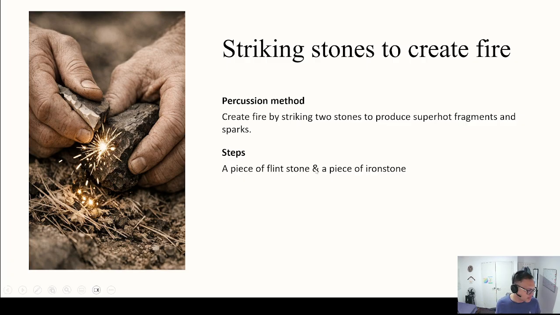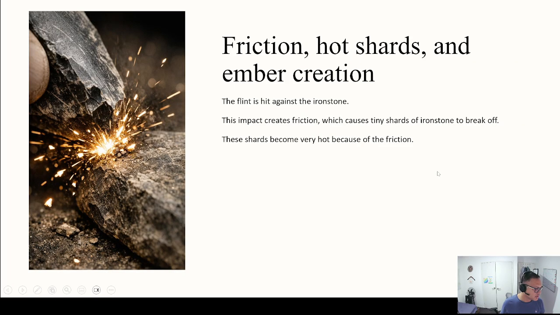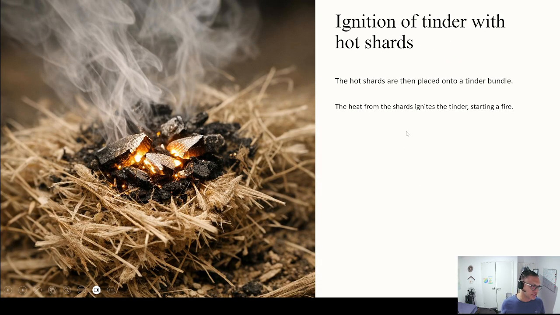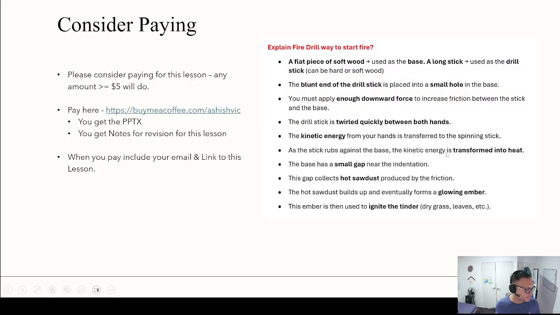Okay. So one piece is flint, one is ironstone. Then the flint is hit against the ironstone. This creates friction, which causes tiny shards of ironstone to break off. These hot shards, shards means pieces, will break off. These shards become very hot because of the friction. Okay. And the hot shards are then placed into the tinder bundle. Same story goes. So this is basically the percussion method.